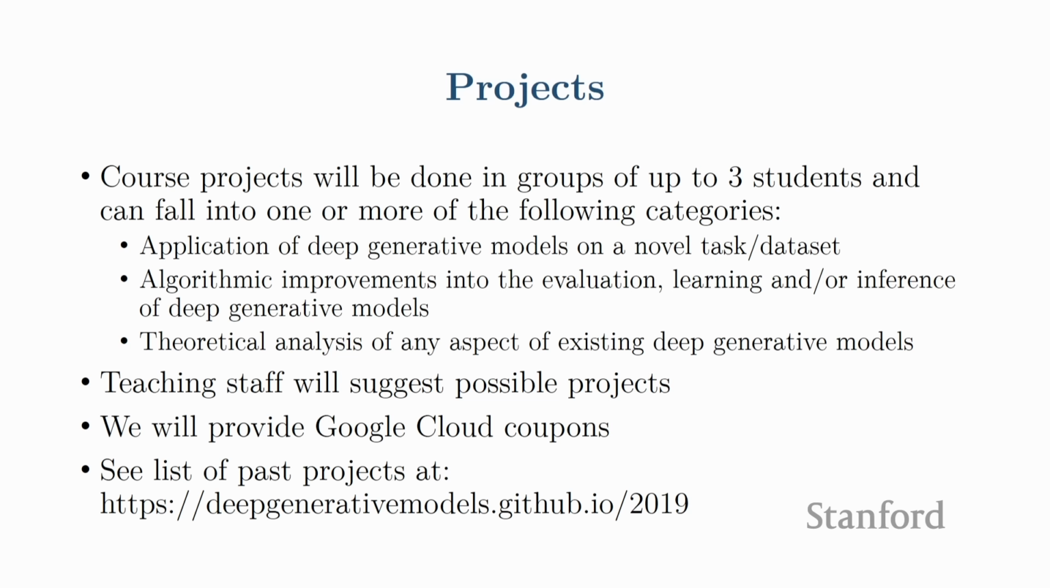You can work in groups of up to 3 students. And typically, it's one of these 3 things. Sometimes students apply an existing generative model to a new data set. Maybe they come from an application domain and they find an interesting new way to use the models on a new problem, or they compare different generative models on a new kind of data set.